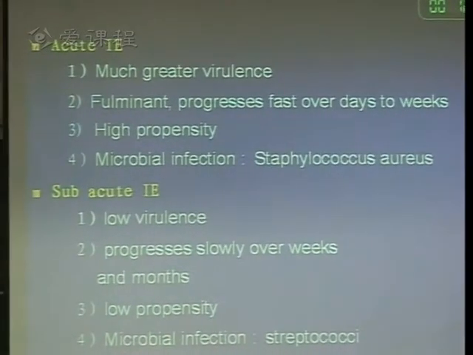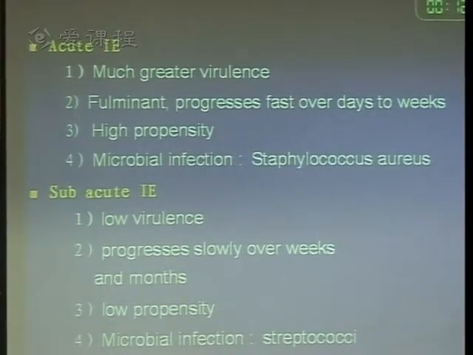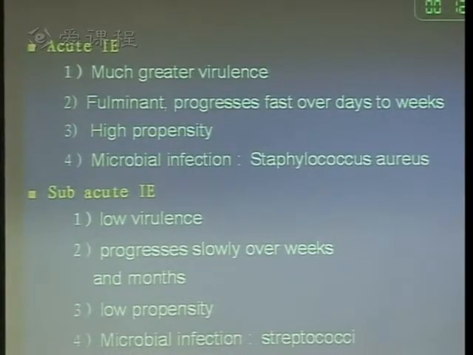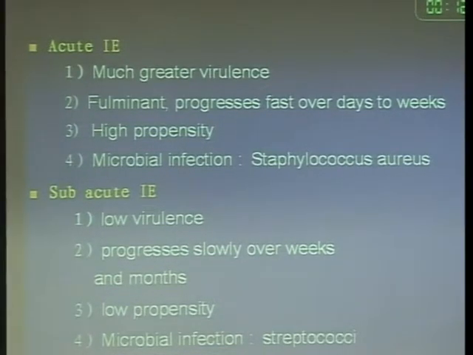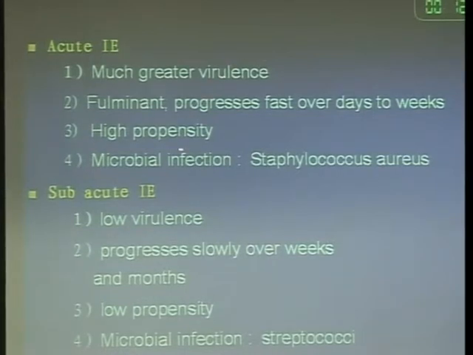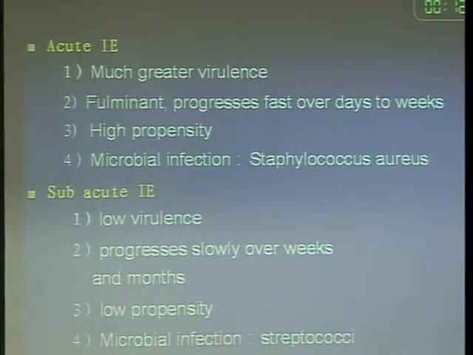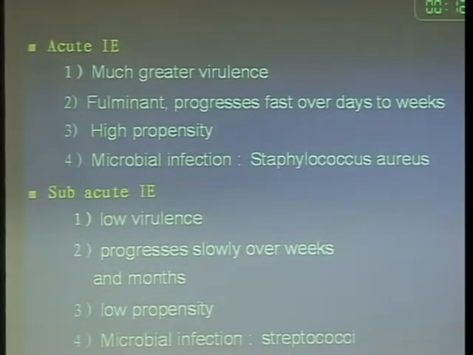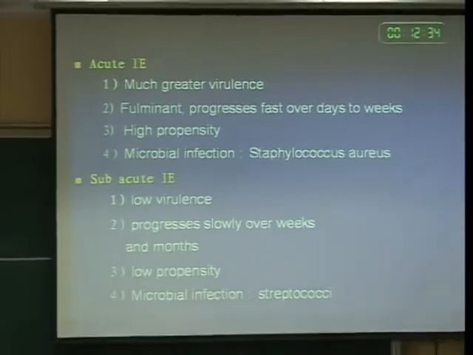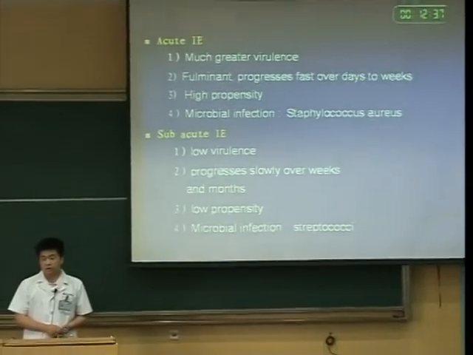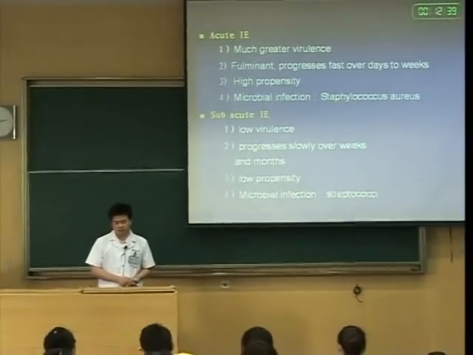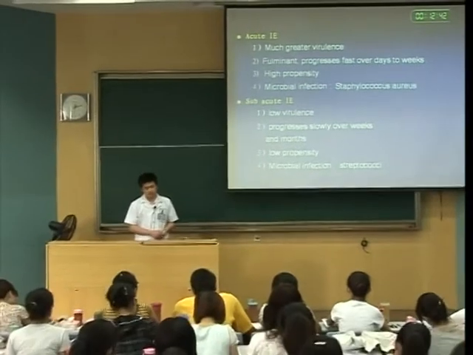For acute infective endocarditis, there are several factors: much greater virulence, and the disease progresses fast, over days to weeks, formally about 6 weeks. The third is high propensity. And the most common microbial infection is the staphylococcus.